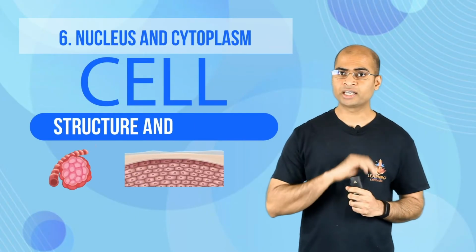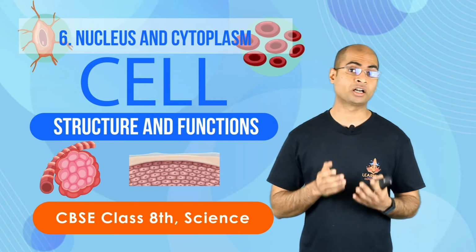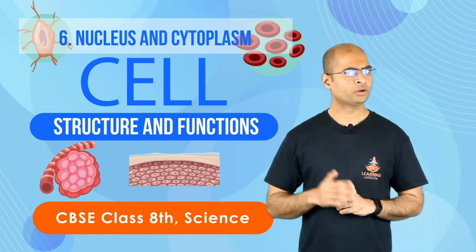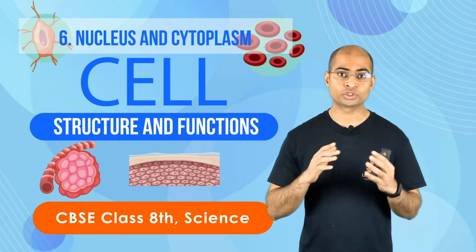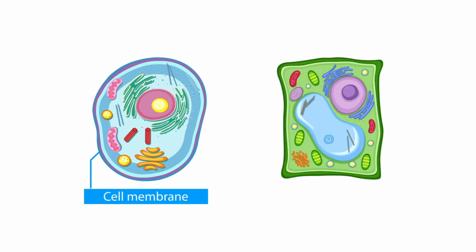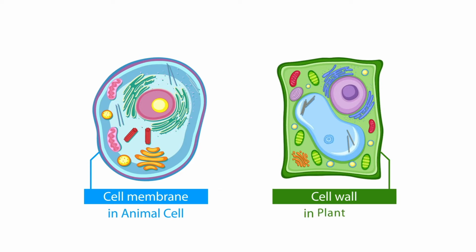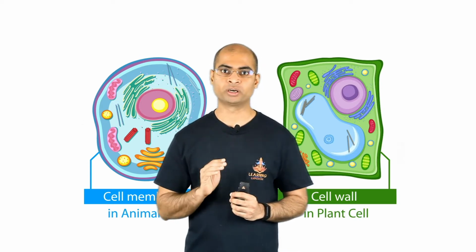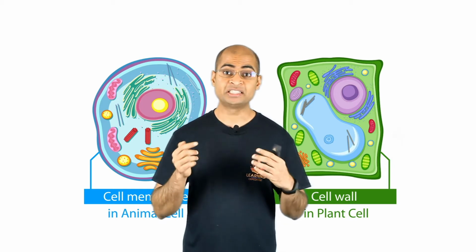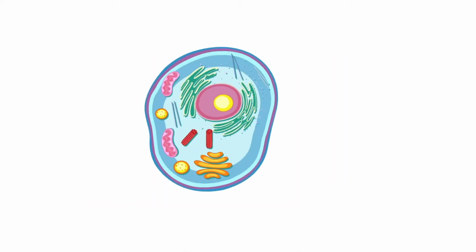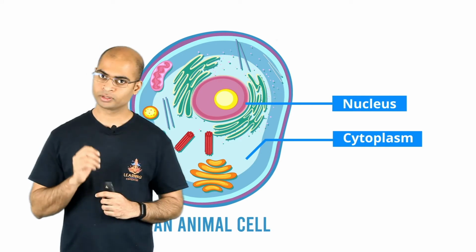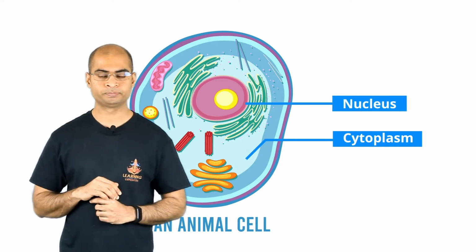Alright, let's continue the journey in understanding the components of a cell that we started in the last video. We first looked at the outermost protective layers, the cell membrane and the cell wall. Now, let's look at two more very important components that are present inside most of the cells, the cytoplasm and the nucleus. Let's start with cytoplasm.